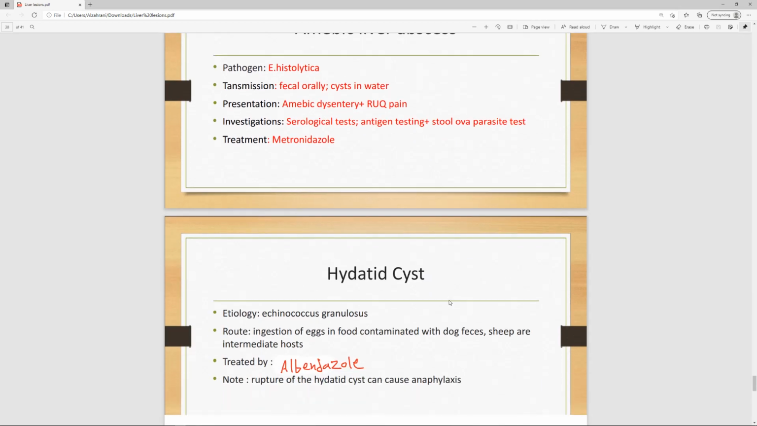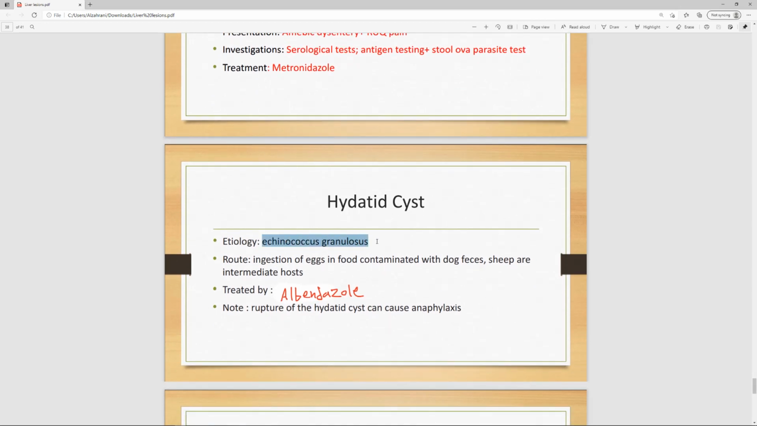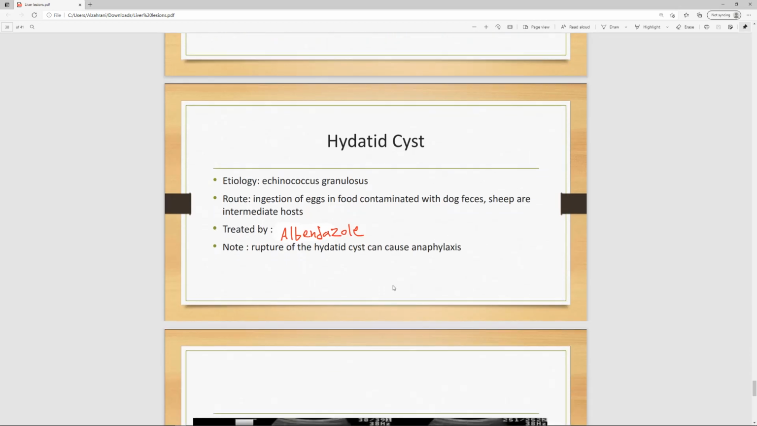Hydatid cyst is caused by Echinococcus granulosus through ingestion of eggs contaminated with dog feces. Sheep are intermediate hosts. Keep in mind, don't mix between dogs and sheep. Dogs are the ones that transmit the infection to you or infect you. Sheep are intermediate hosts. You are not infected by sheep. Treated by albendazole. Rupture of hydatid cyst can cause anaphylaxis, so don't try to remove it.